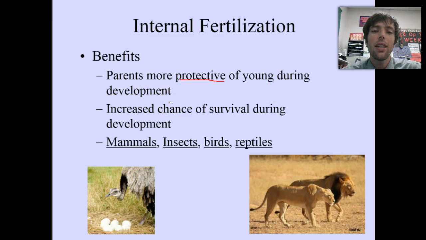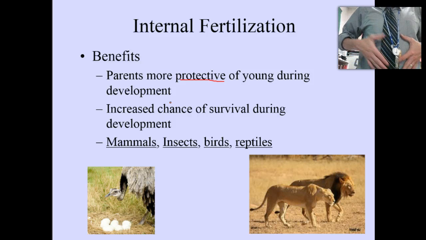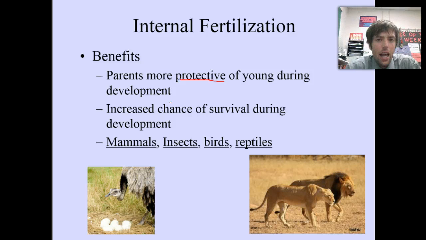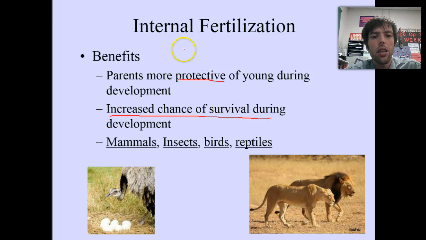Whether it's they lay an egg and then they're guarding that egg that they laid, or it's like, say, for a human, for 9 months, that baby is safe in the belly, and it's really hard for something to happen to that new sprouting person because the mom is protecting it. And so this increased chance of survival really makes internal fertilization the way to go for these animals down here.